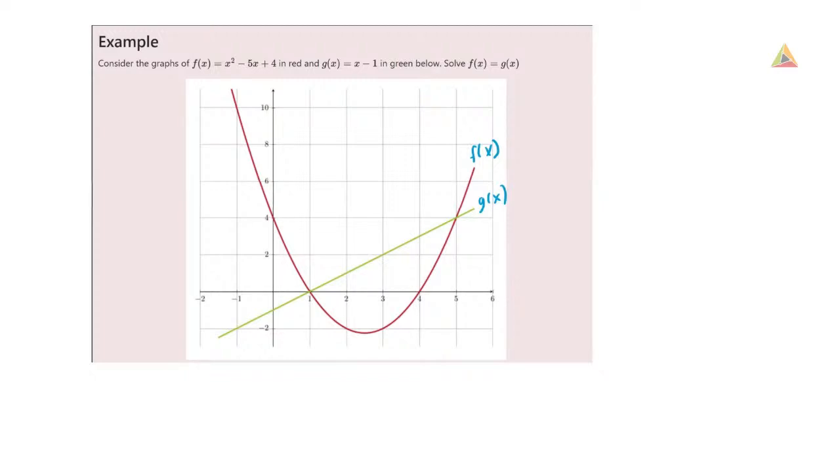Now, what are they actually asking us here? They're asking us to solve f of x equals g of x. So at what points on the graph does f of x equal g of x? Well, f of x is this curve here, and g of x is this line here. At what point do they equal each other? Well, it's the points of intersection. Okay, so I'm just going to write that down. So f of x equals g of x at the points, and you have 2 points here, as you can see on the graph. You have this point and you have this point, so at the points of intersection.